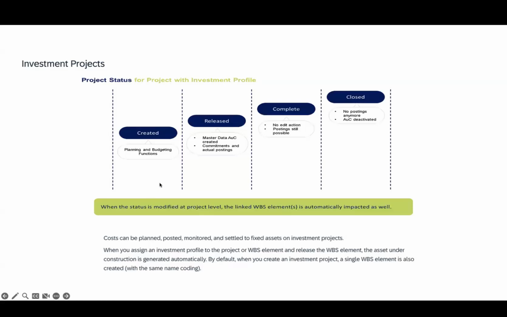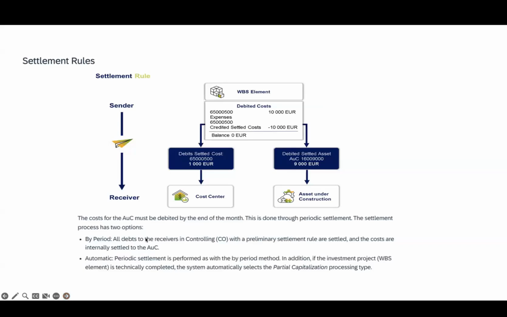That's sort of a step-through that we work through where we create a project, release it, complete it, and close it. When we're creating settlement rules, the costs for the asset under construction are debited by the end of the month, done through a periodic settlement. Settlement has two options.